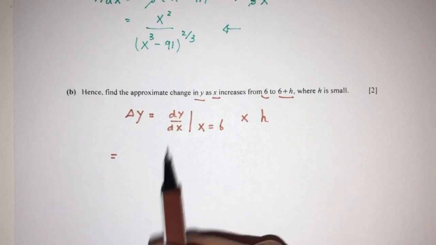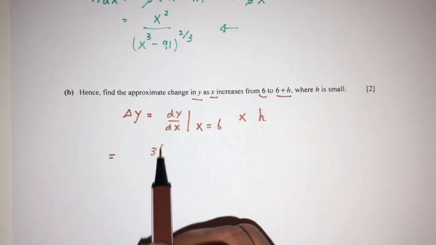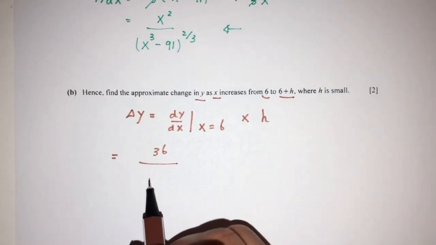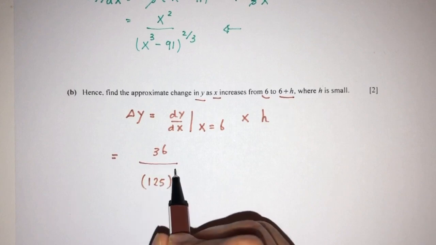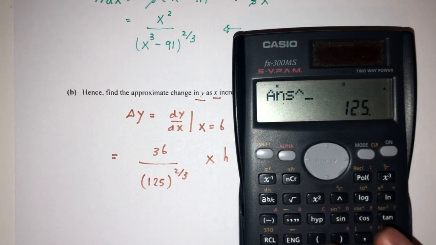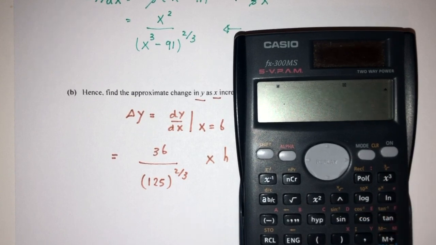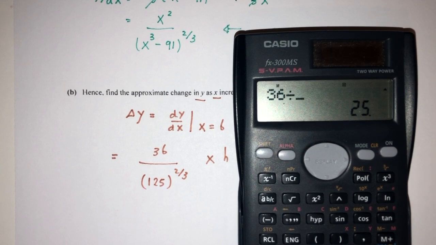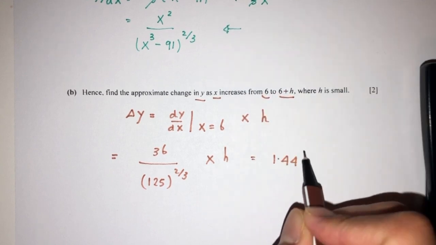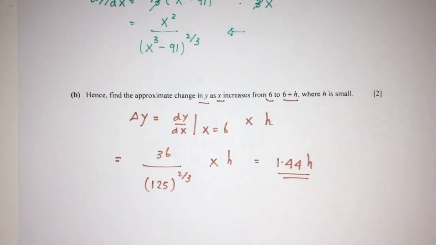That will be, replace here, you will have 36 over (6 cubed minus 91), which is 125, to the power of 2 over 3, times h. So 125 to the power of 2 over 3 should be 25. So 36 divided by 25 will be 1.44, and the value of h. That will be your answer for question number 6.